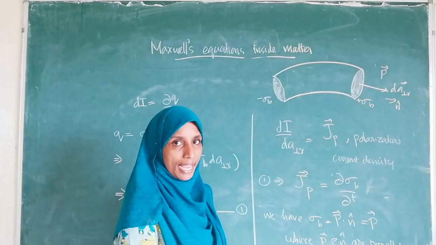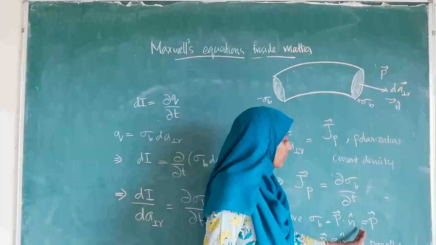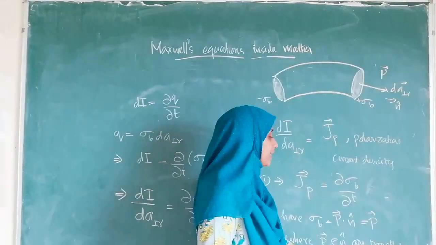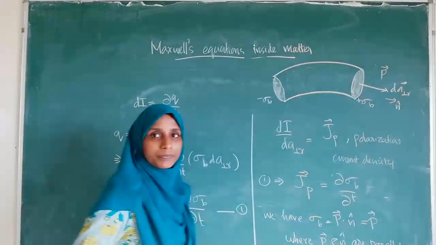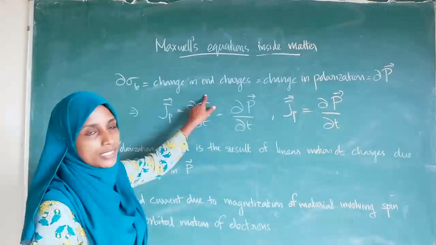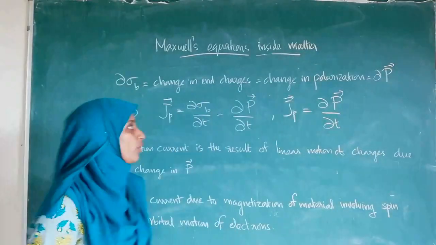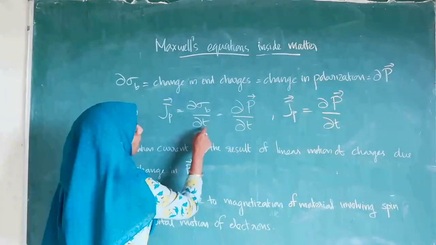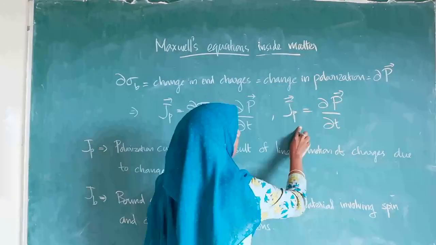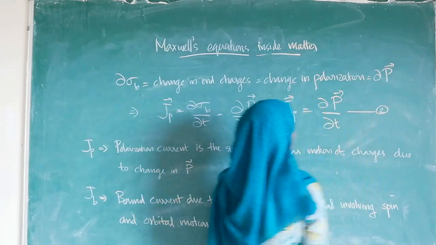And also we have sigma B is equal to P dot n. Now we can write this as P itself, as the direction of P and n are the same in this figure. That is, dou sigma B is the change in bound charge, which is equal to the change in polarization, that is dou P. So Jp is equal to dou sigma B by dou t, which is equal to dou P by dou t. That is, the polarization current is equal to dou P by dou t. And we give it as equation number 2.